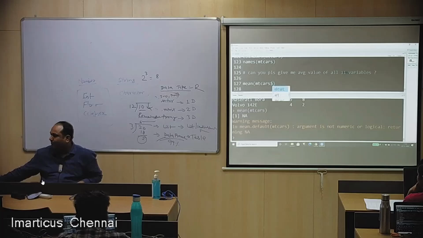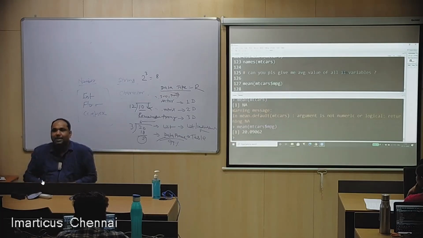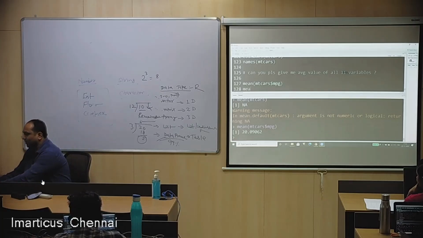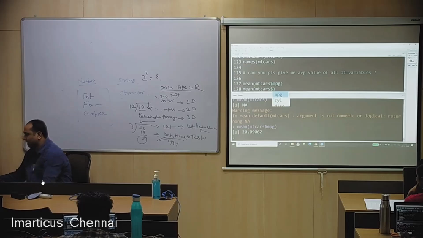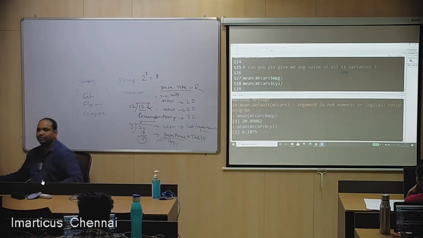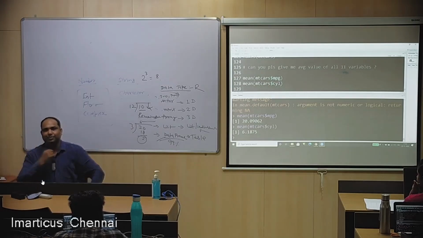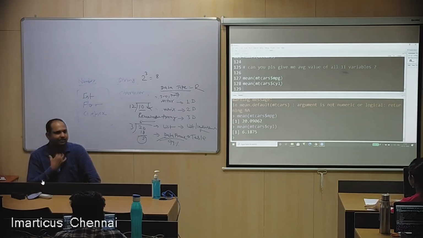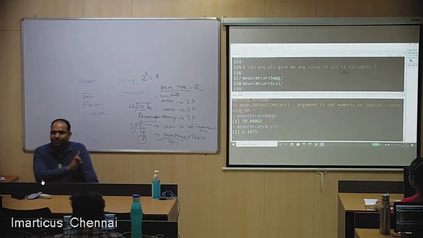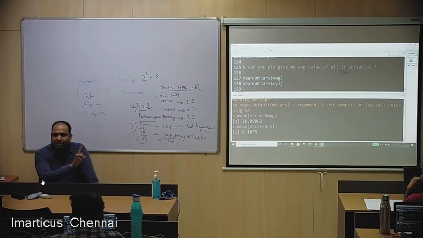Okay, you have to go one by one. I'm selecting MPG, enter this. I'm getting the value. Are you with me or not, guys? Similarly, mean, mtcars, $ sign and cylinder. Here you get the value. So how many times will you write this, guys? If we have 11 variables, 11 times you will write it. Again, can I say it's manual work? I don't want to do manual work. Yes or no? Or do you want to write it 11 times?